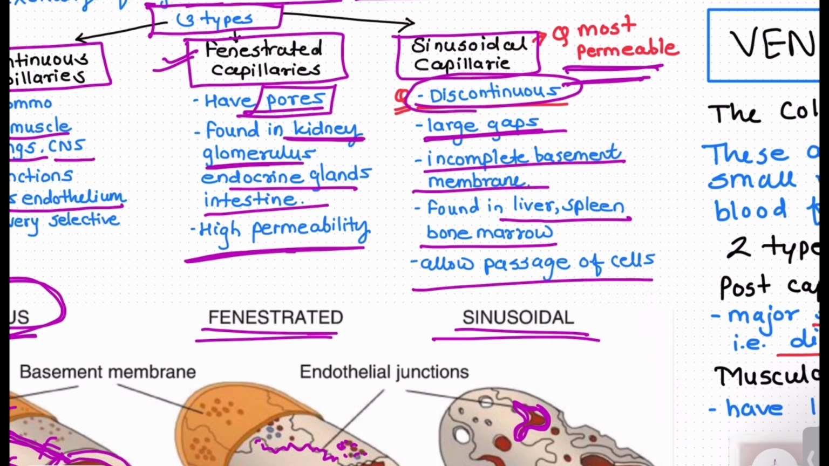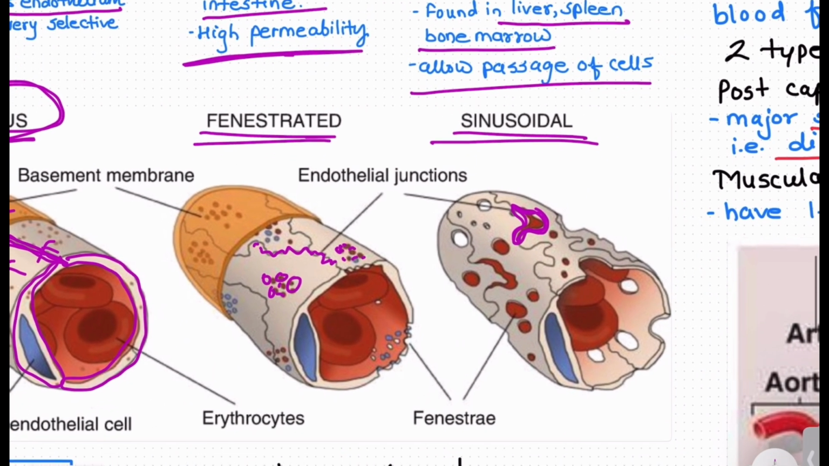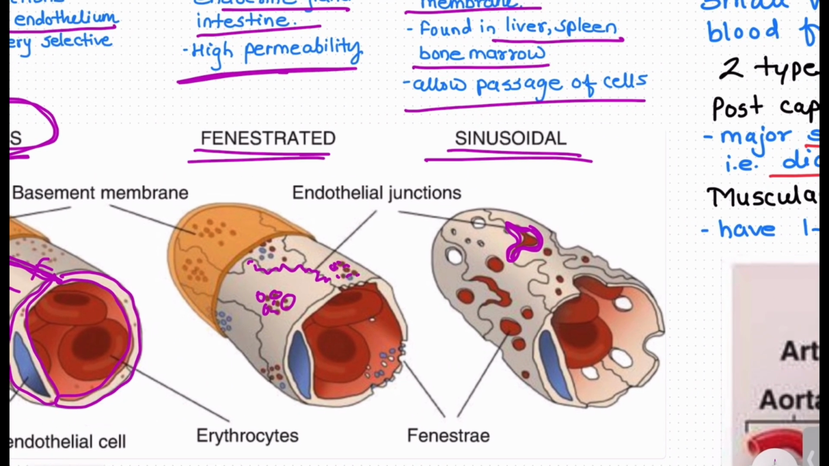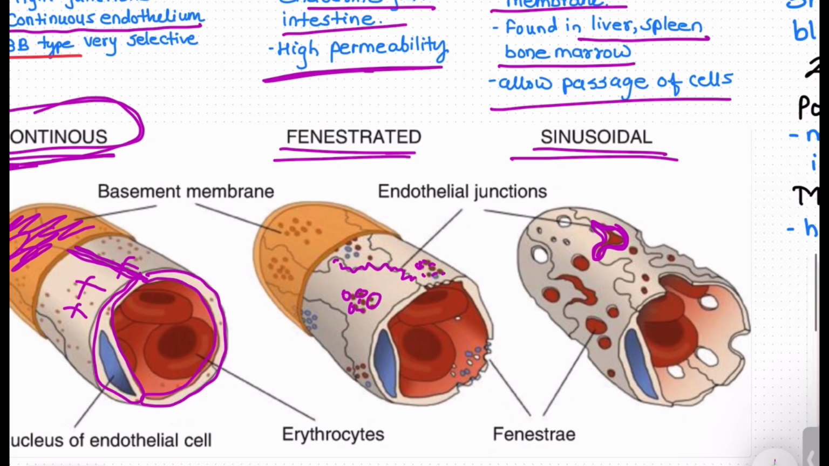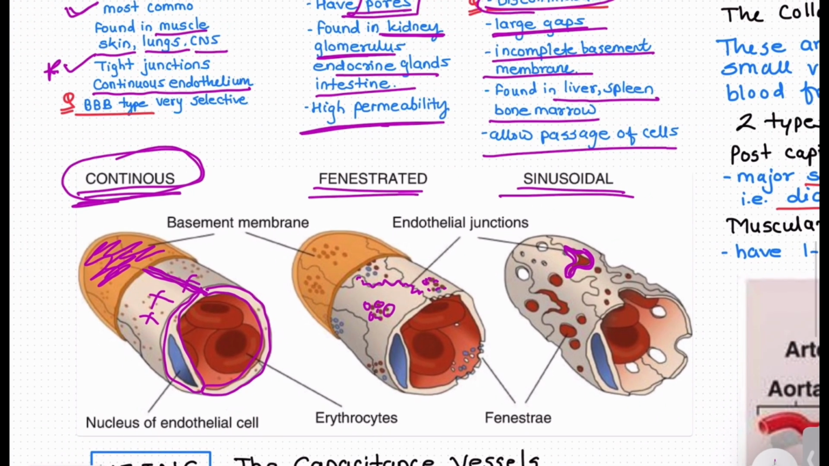So sinusoidal capillaries have more gaps and larger gaps. Therefore, they are more permeable than the other types of capillaries. According to permeability, the most permeable is sinusoidal, then fenestrated and then continuous.